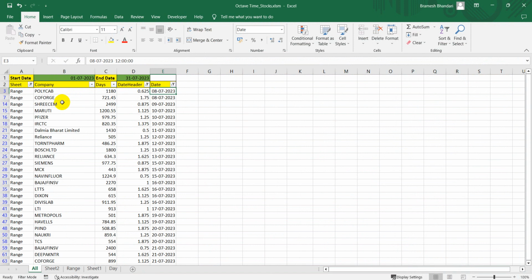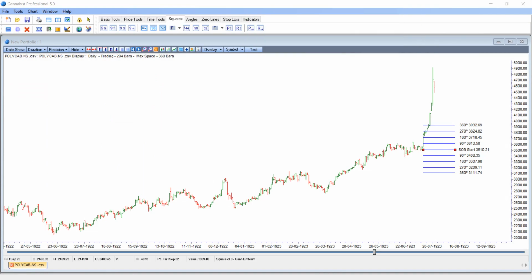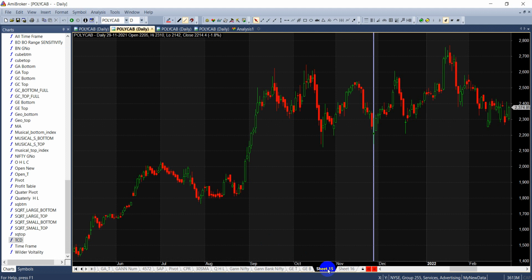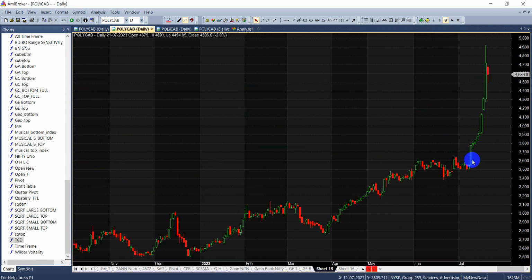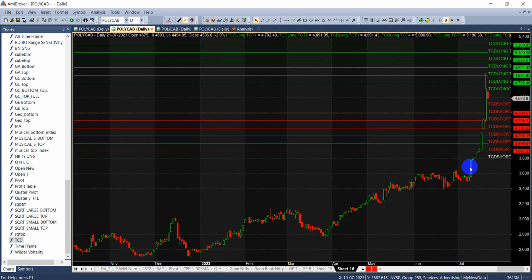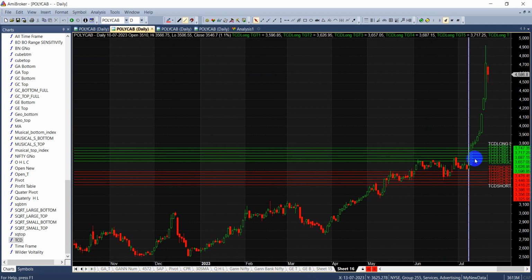So now we have a lot of examples here like Coforge. You can pause this video, take a screenshot of this, and I'll quickly show you on ME broker how we can use this. So what we have to do is just come here. This gives us the target. So this is again an indicator in ME broker. Whatever is the time cycle dates, you can apply it.